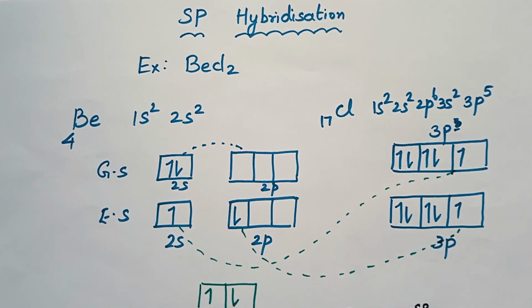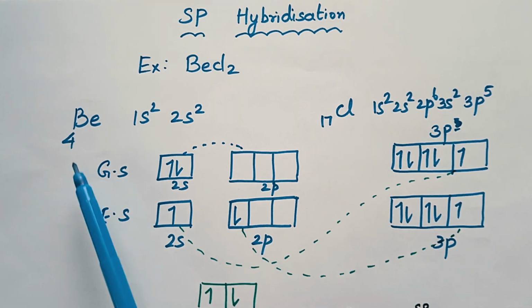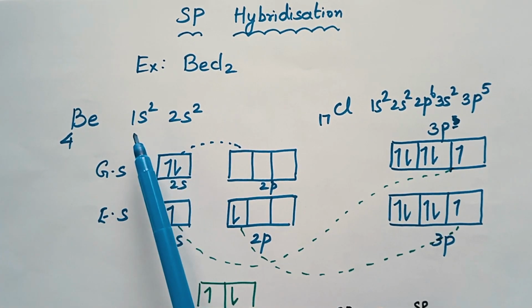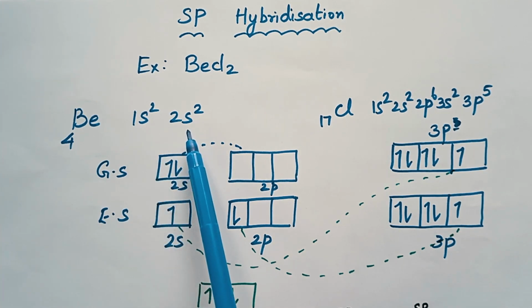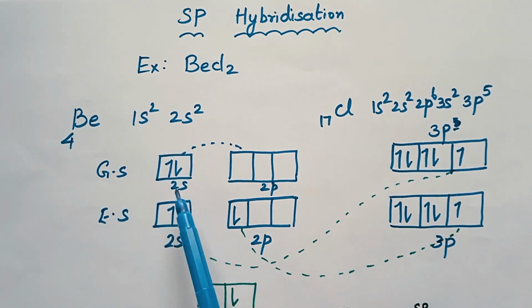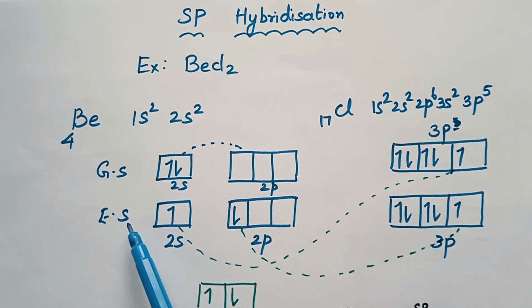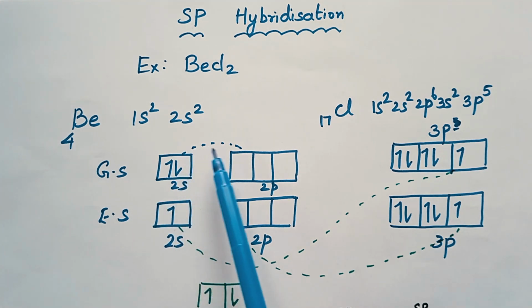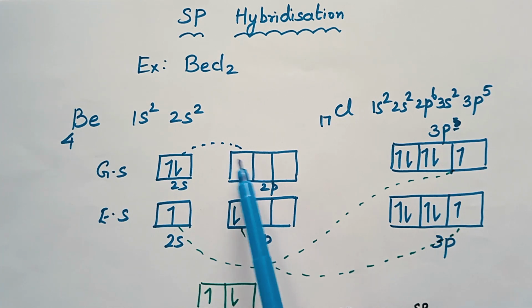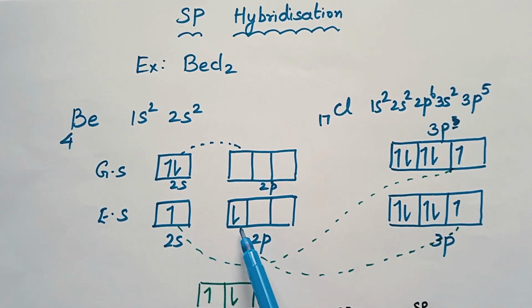Now we will see the first type of hybridization, that is sp hybridization. Example for such hybridization is BeCl2, that is beryllium chloride. Atomic number of beryllium is 4, so we can write the electronic configuration as 1s2, 2s2. In ground state there will be 2 electrons in s orbital. In excited state, 1 electron from s orbital will jump to p orbital.